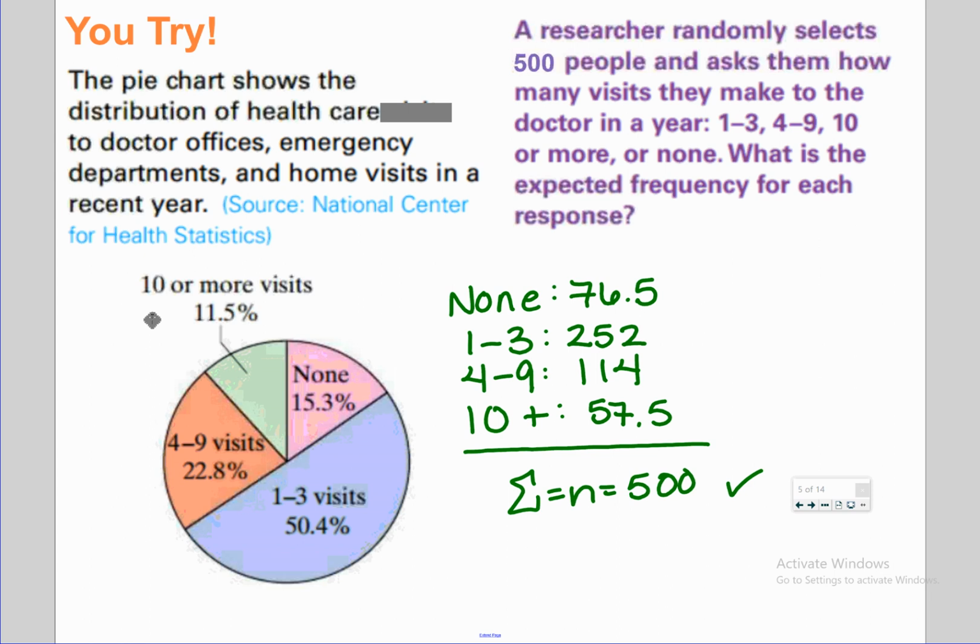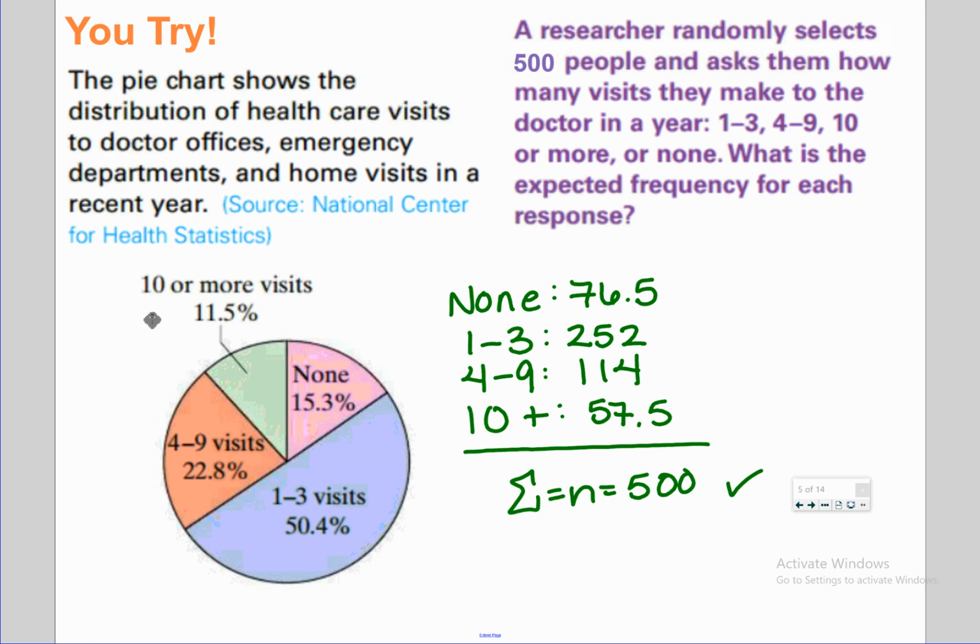76.5, 252, 114, and 57.5. And we don't need to worry about rounding these. It's just an expectation for now. We're not worried about exactly 77 people or 76 people or something for that non-category. We just use this when we're contrasting that with what is observed in the actual survey later. Okay. Any questions on those? Just multiplying the percentage by our n, 500, getting the expected frequency.